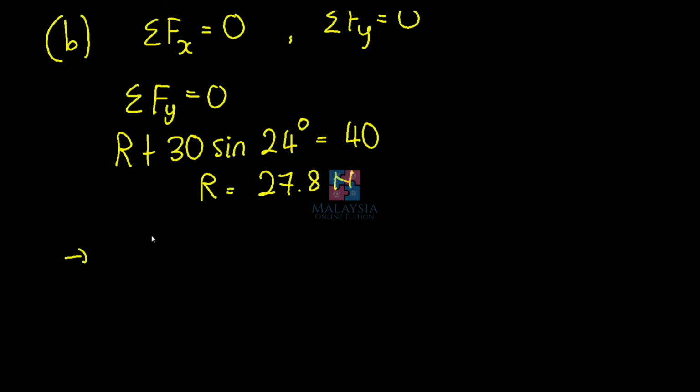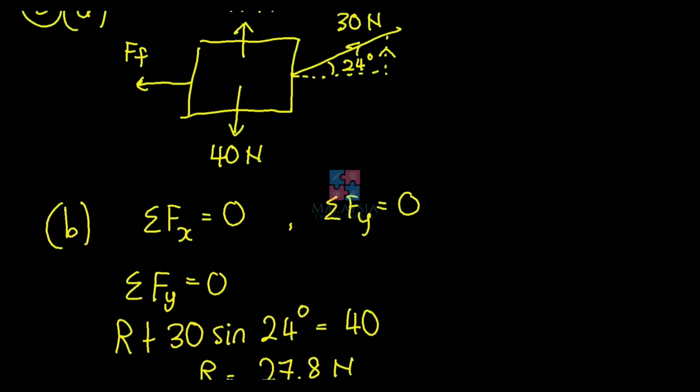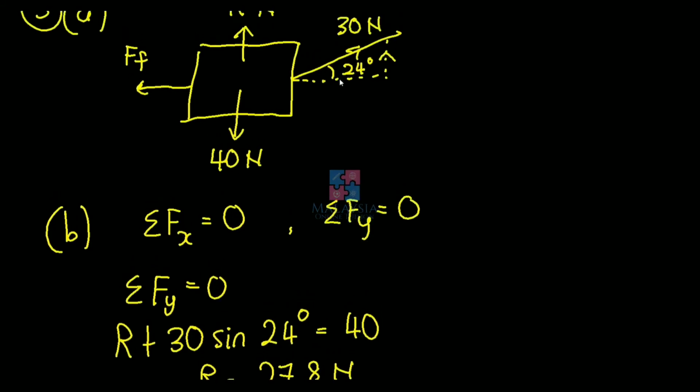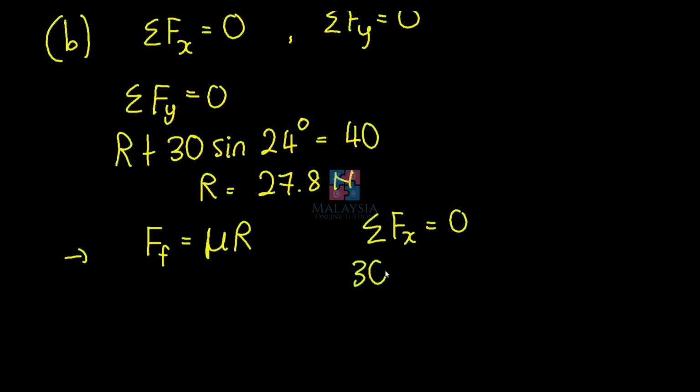Okay, so we know that frictional force equals mu R. So if we have our frictional force, we can find the coefficient of friction between the block and the table. Now, using the resultant of forces in the x direction to be equal to 0, we only have two forces, which are 30 cos 24 and the frictional force. So then 30 cos of 24 degrees is equal to the frictional force.